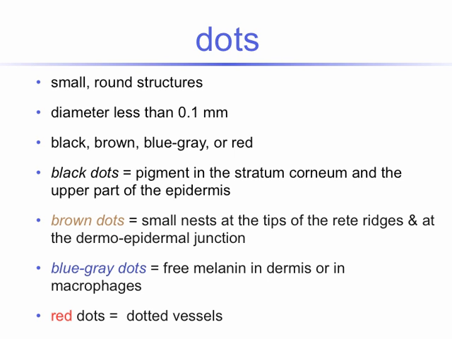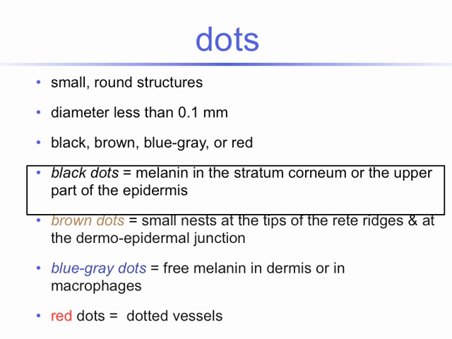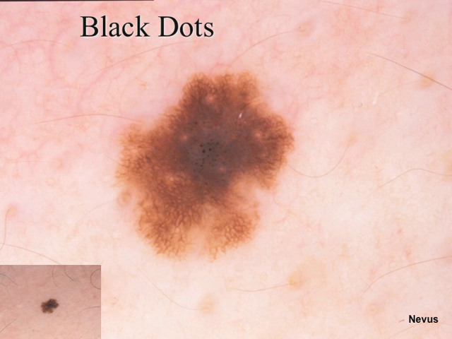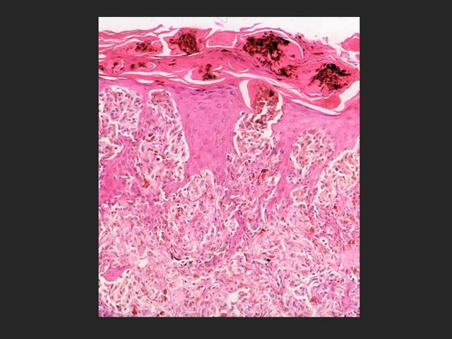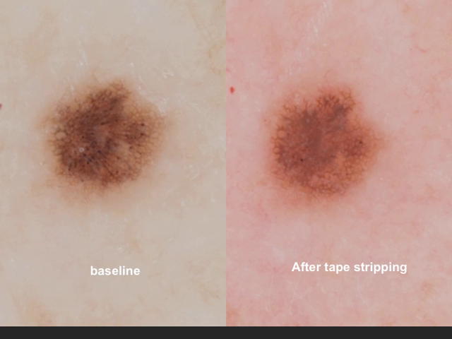Dots are defined as small round structures with a diameter less than 0.1 millimeter. Black dots represent melanin in the stratum corneum or upper parts of the epidermis. Here's a nevus revealing black dots within the center of the lesion. These black dots usually represent clumps of melanin in the stratum corneum. Thus, these black dots can easily be tape stripped off as highlighted here.